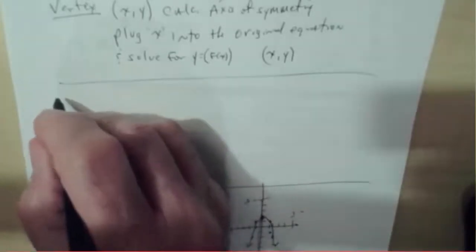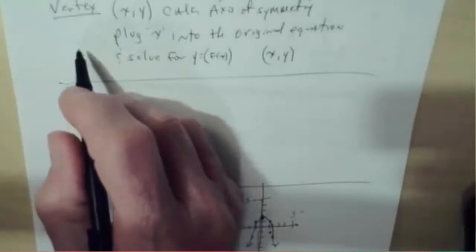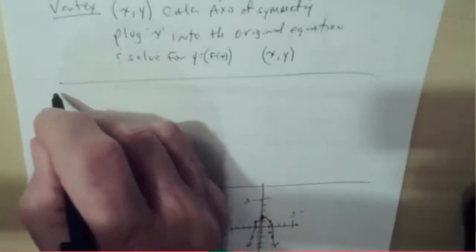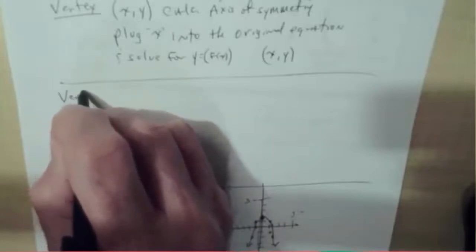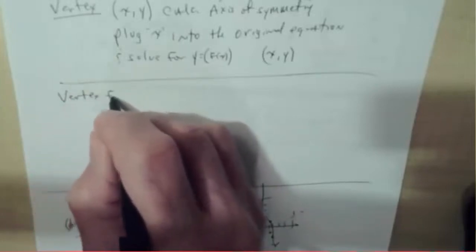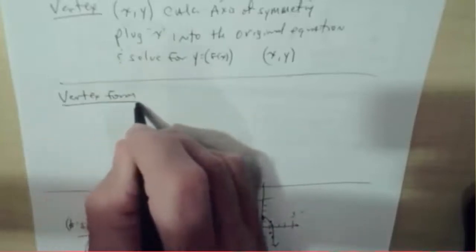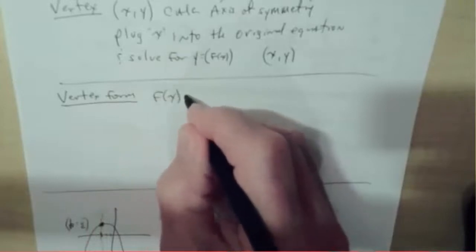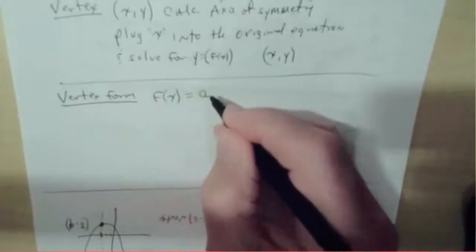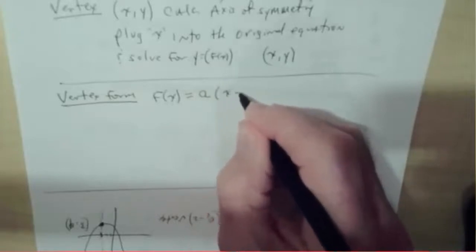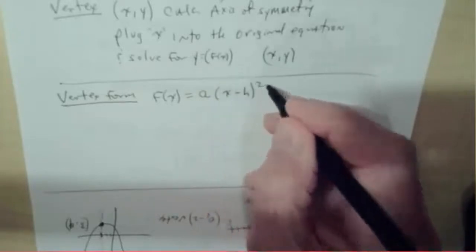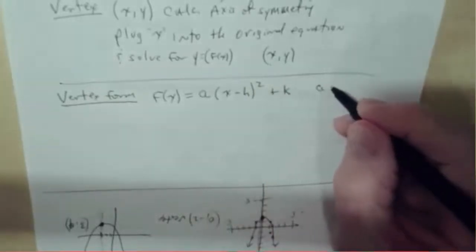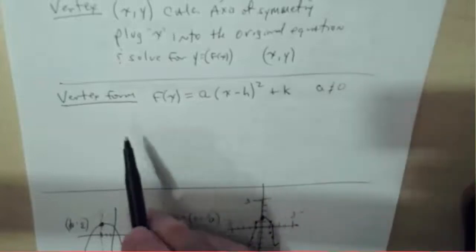Now, there's another thing here, not super whiz-bang important, but you're probably going to see this on the final. It's called vertex form. Now, vertex form is f of x, or y, equals a open x minus h closed squared plus k. And again, a cannot equal 0. This is the vertex form.